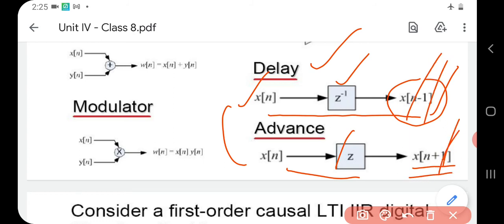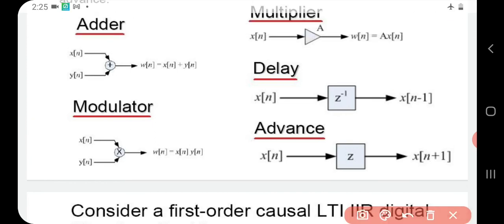When you see such representations, you must understand that if it is z raised to minus 1, then it is a delay operation. If it is just z, it is an advance operation. So just get familiar with all the symbols.